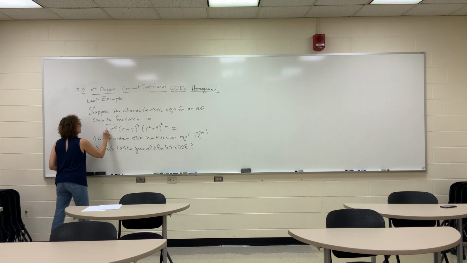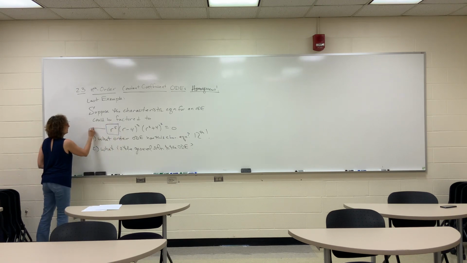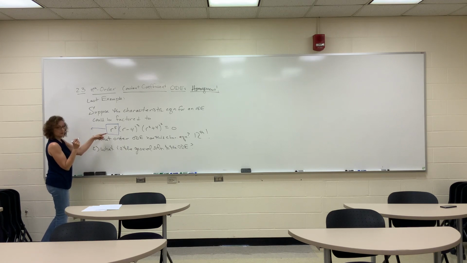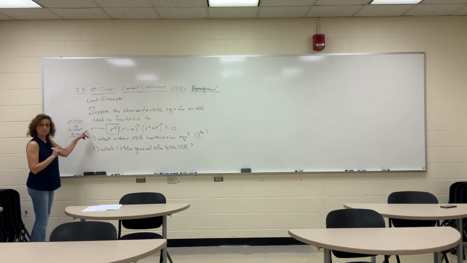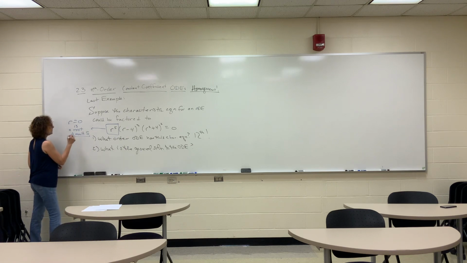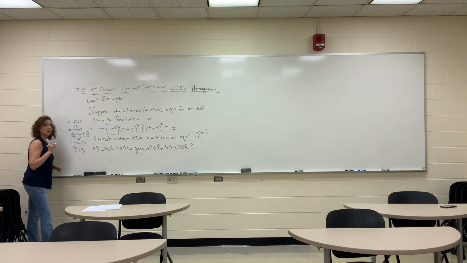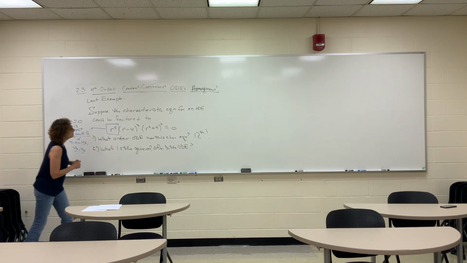So what do we have here? R to the 5th. What does that mean? What is a root? Good. R equals 0 is a root of multiplicity what? 5, right? It's a root of multiplicity 5. So what am I going to get out of this guy? 5 solutions. Y1, Y2, Y3, Y4, and Y5, right? Okay?